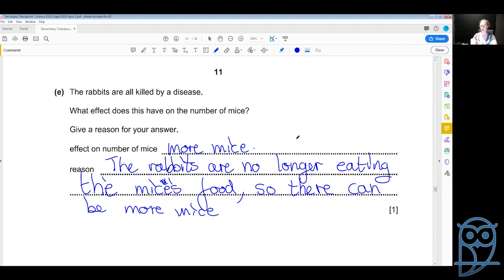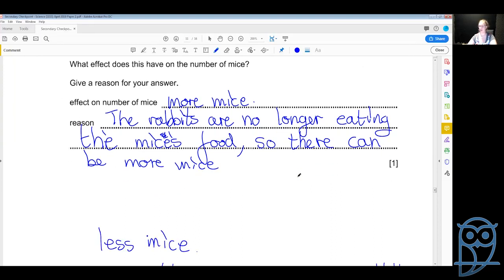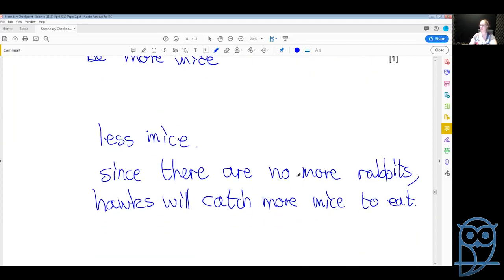Okay, so if you just said more mice because the rabbits are no longer eating the grass so the mice can have more food, then it's perfectly fine. It's a logical answer. You will get your mark. If instead of saying more mice, you said less mice, and you said, since there are no more rabbits, the hawks will have to catch more mice, and that is your reason, that is perfectly acceptable. You can also get your mark. So here, the mark doesn't go to this part. The mark goes to this part, your reason.